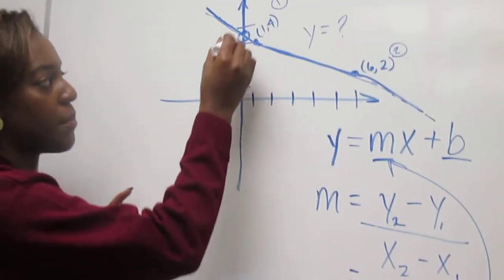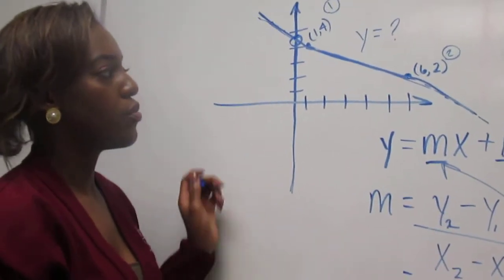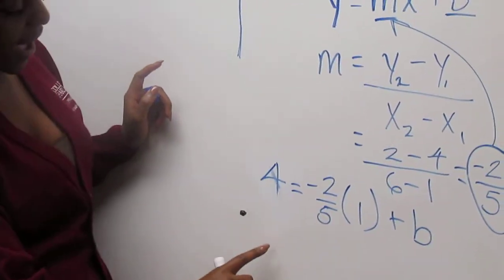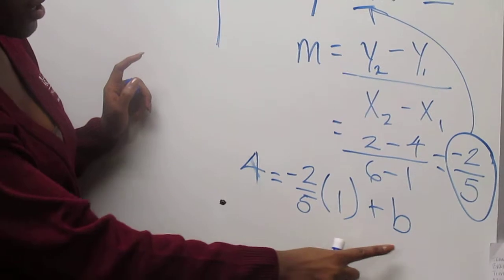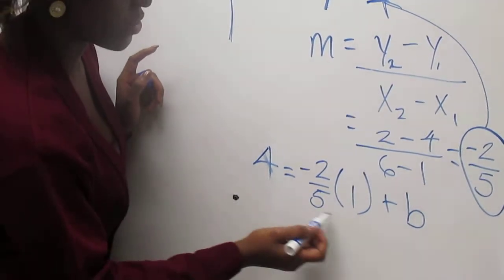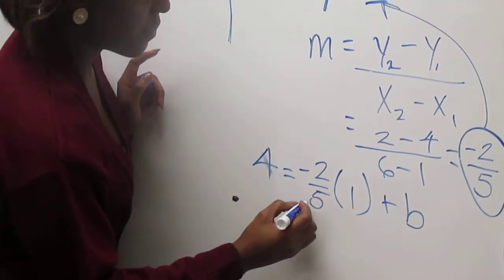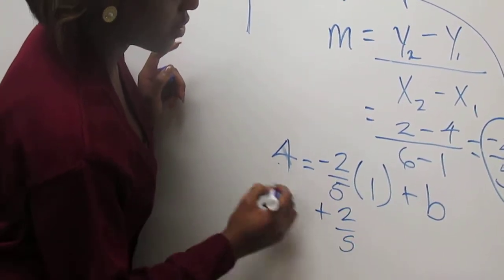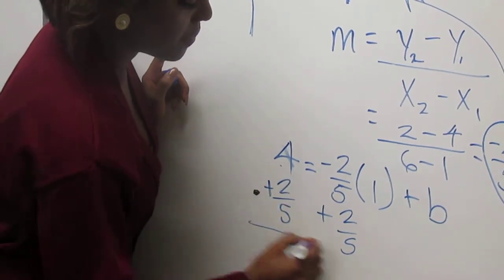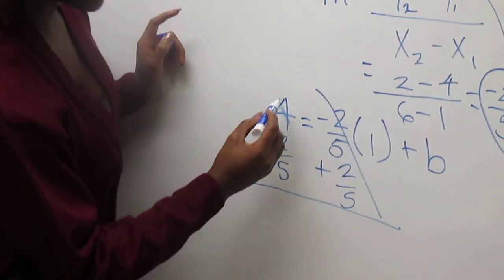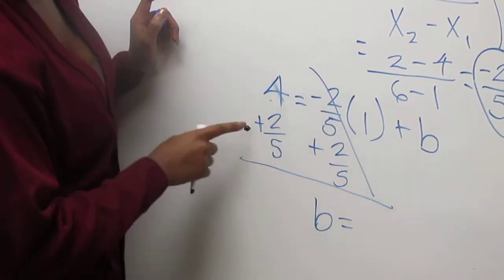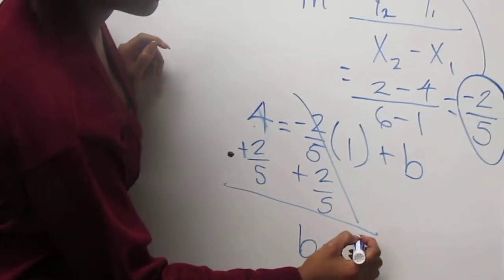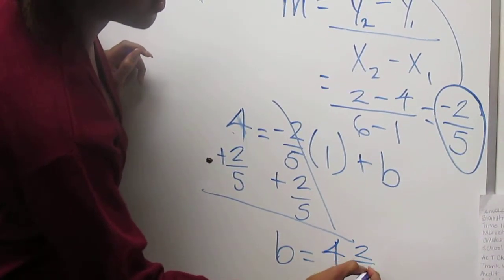We could try to guess it, but again, you won't be able to draw this all out when you are given the problem. So we would have -2/5 times 1 plus b. So we can multiply this, that's going to be -2/5. And then we have to move it to the other side, so you just add 2/5 to get it onto the other side. And that goes away, and you're left with b is going to equal 4 plus 2/5, which you could leave as 4 2/5.